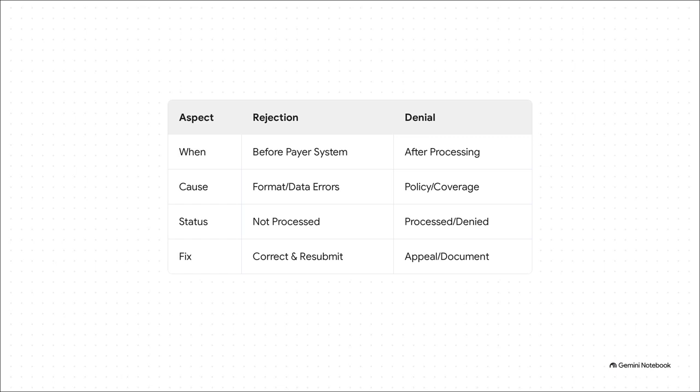Vector 2, root causes. Rejections are all about syntax, format, and missing data. Denials are about policy and clinical necessity. Vector 3, adjudication status. Rejections are completely unprocessed. Denials are processed and officially denied. And finally, Vector 4, resolution. Rejections mean data correction and direct resubmission. Denials mean you're diving deep into the medical records to draft appeals, correct unbundling issues, or provide that extra documentation.